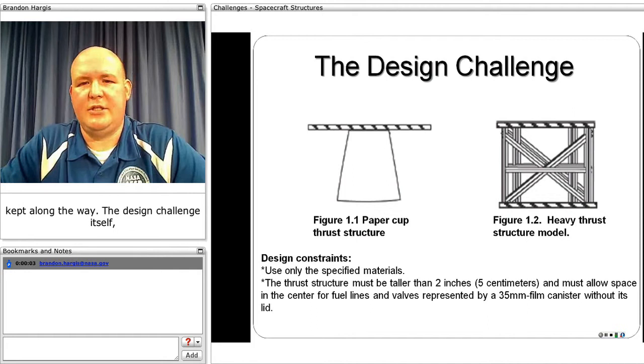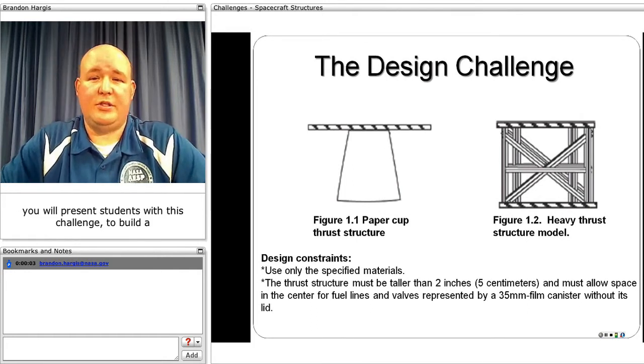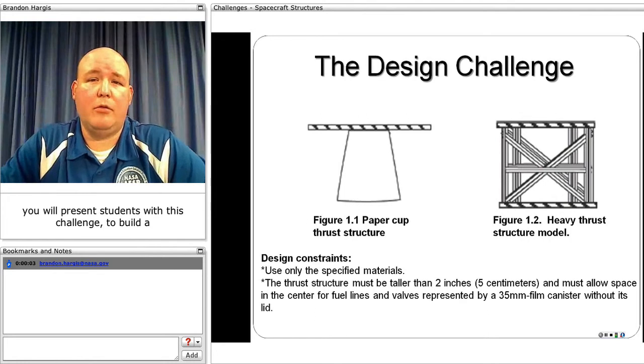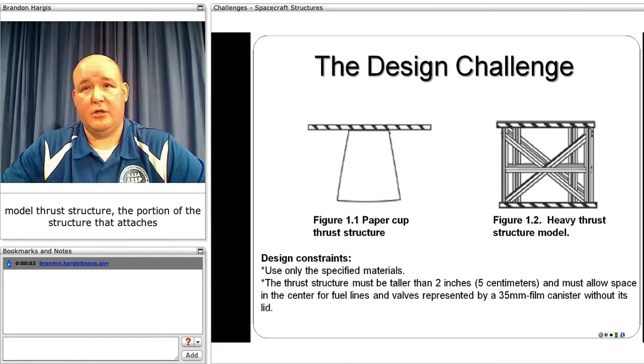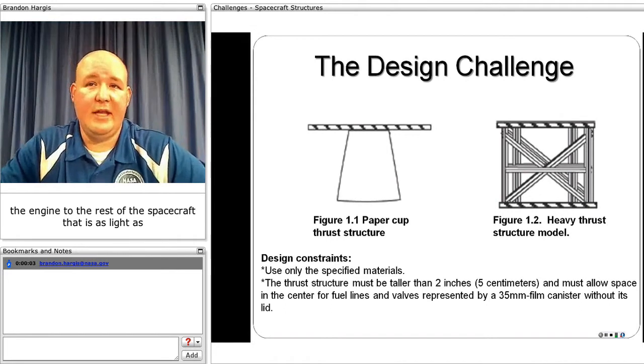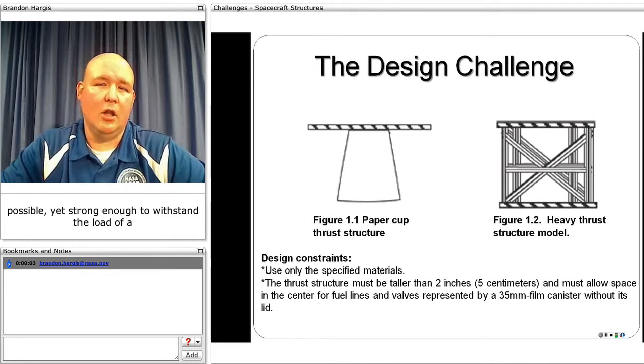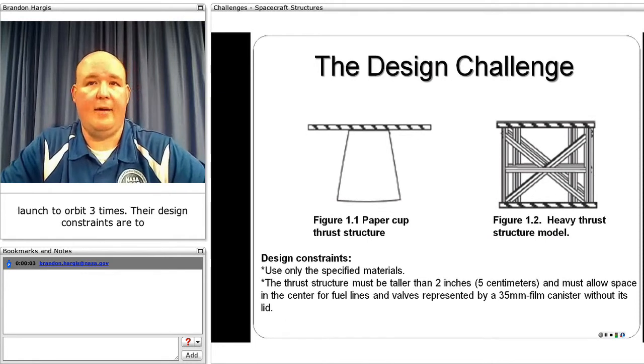The design challenge itself: you will present students with this challenge to build a model thrust structure, the portion of the structure that attaches the engine to the rest of the spacecraft, that is as light as possible, yet strong enough to withstand the load of a launch to orbit 3 times.